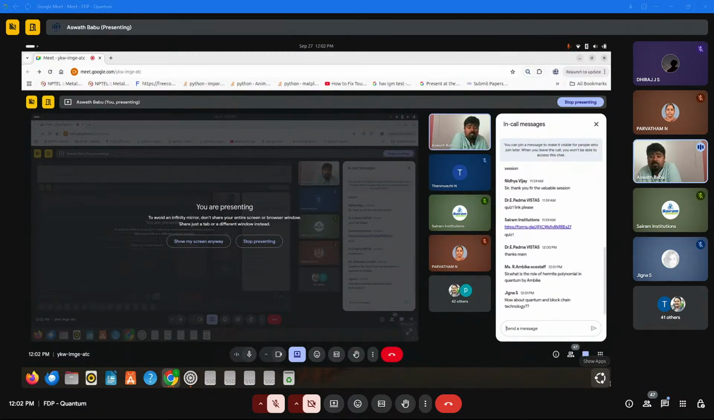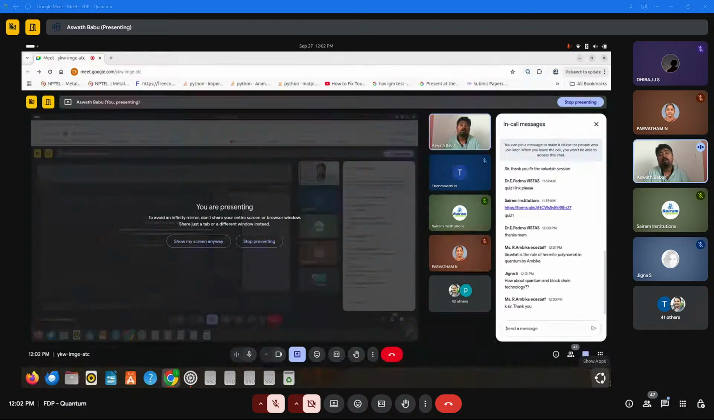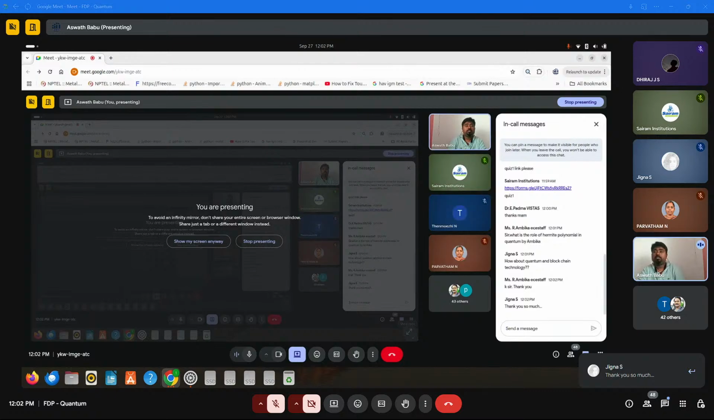Let me go to another question. Jigna ji is asking, how about quantum and blockchain technology? Yes, very good question. People are adding quantum cryptography to existing blockchain technology, which can enhance its capability to a much more advanced level. Yes, it is possible. That is a very good research direction to explore, a combination of classical and quantum cryptography. Any other questions?